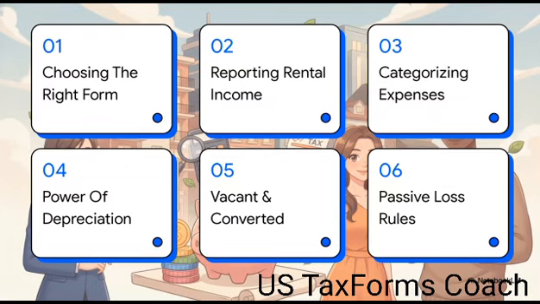Here is our tax savings roadmap for this explainer. We're going to organize the chaos into 6 structured steps. First, choosing the right tax form. Second, reporting your rental income. Third, categorizing those rental expenses. Fourth, the absolute power of depreciation. Fifth, handling vacant and converted properties. And finally, understanding passive loss rules.